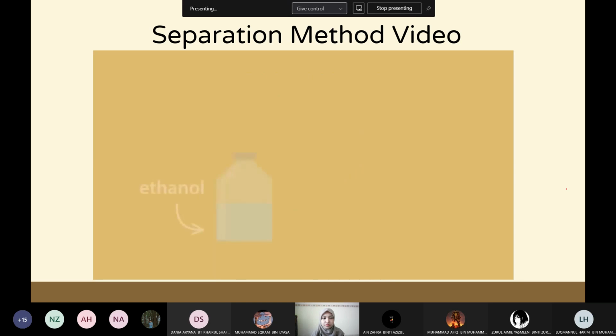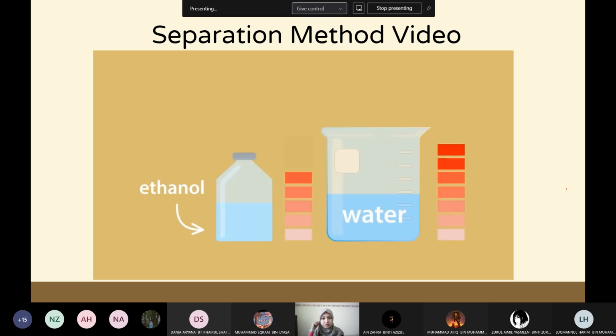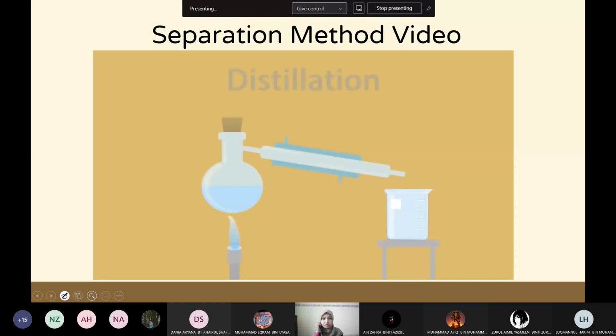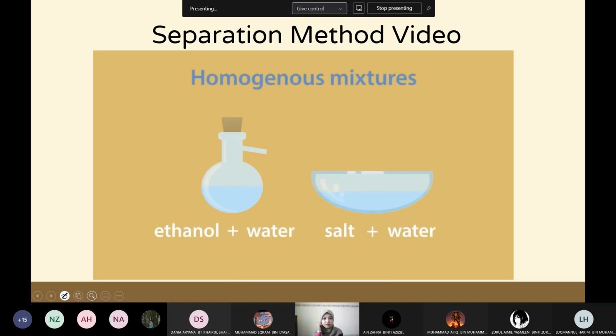To separate ethanol from water, we must take into account the fact that these substances have very different boiling points. Water boils at 100 degrees Celsius, whereas ethanol boils at 78 degrees Celsius. This mixture can be separated by simple distillation. The lower boiling point component, in our case ethanol, will evaporate first. The ethanol vapor condenses as it passes through the condenser, and the distilled ethanol can then be collected in the receiving flask. The above mixtures are homogeneous mixtures. This means that the components of the mixture are in the same phase, or the composition of the mixture is uniform throughout.